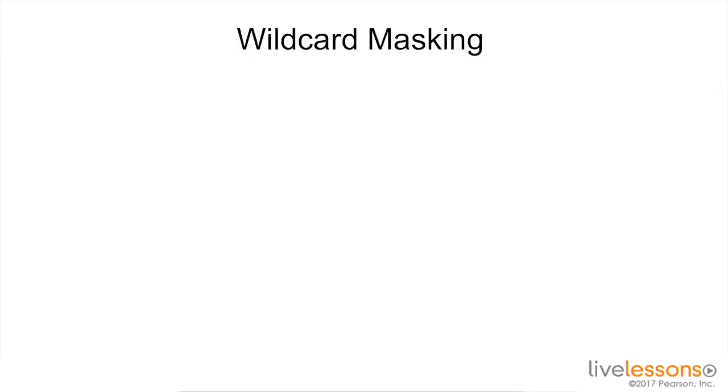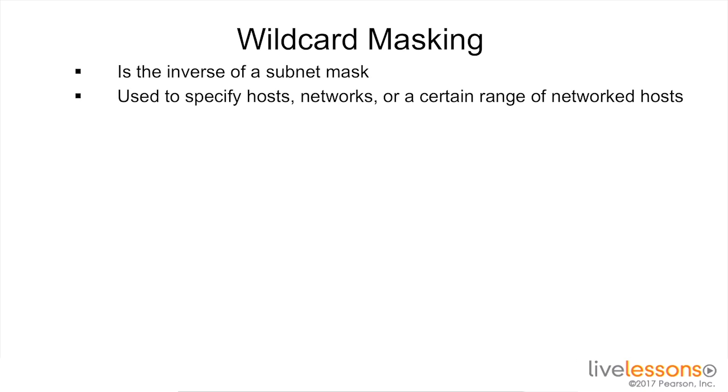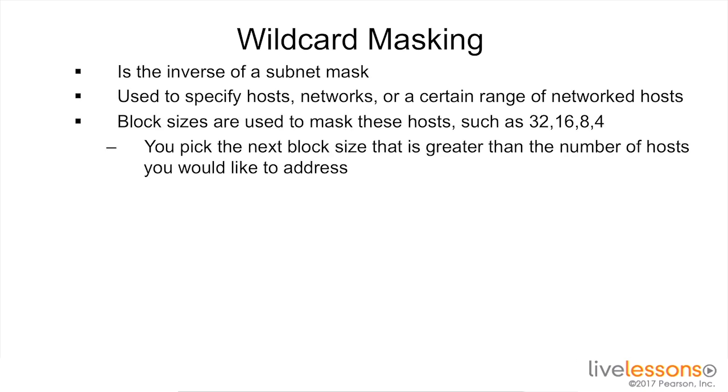What is wildcard masking? Wildcard masking is the inverse of a subnet mask. It's used to specify hosts, networks, or a certain range of network hosts, similar to what we do with a subnet mask. In this case, block sizes are used to mask these hosts, such as 32, 16, 8, or 4. When you're configuring a mask, you pick the next block size that is greater than the number of hosts you would like to address.